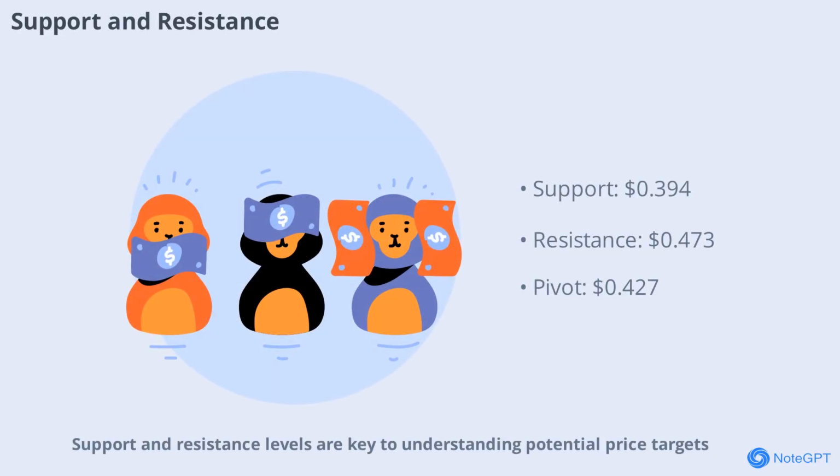Support and resistance levels are key to understanding potential price targets. UGRO's nearest support is at 0.394, while resistance is at 0.473. The pivot point sits at 0.427. These levels can act as barriers, with price often bouncing between them. A break above resistance could signal further gains, while a drop below support may trigger selling.